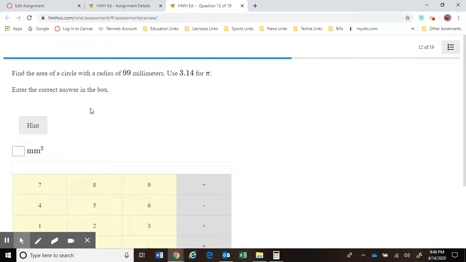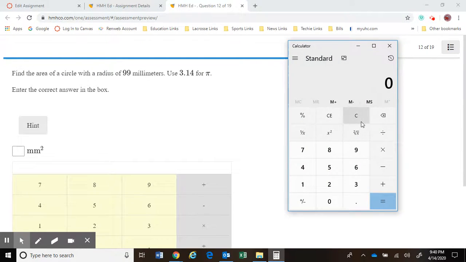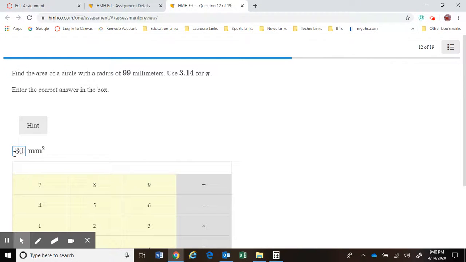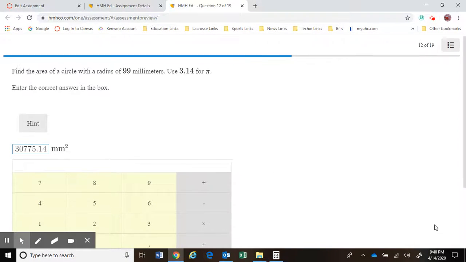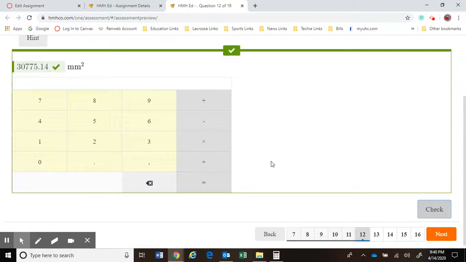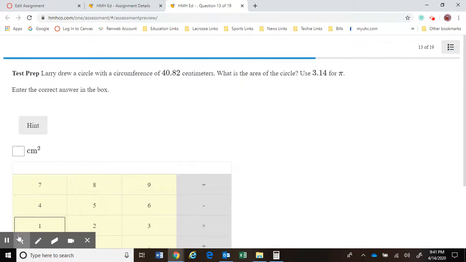Okay, now I want to find the area, given the radius. So pi r squared, right? So 99 times 99 times 3.14. Big number, right? 30,775.14. All right, moving on to question 13.